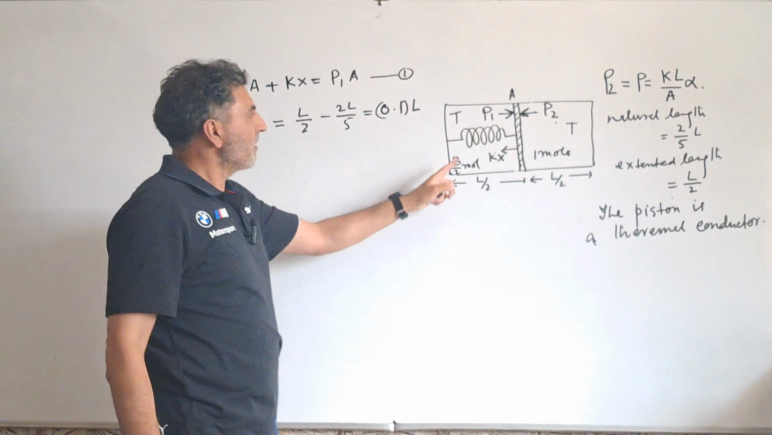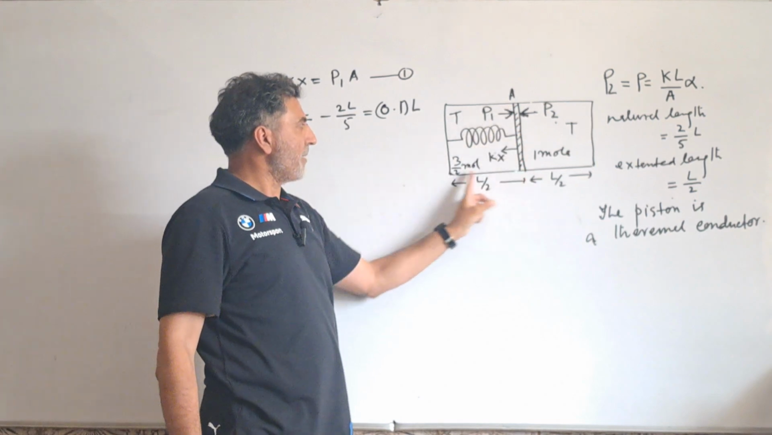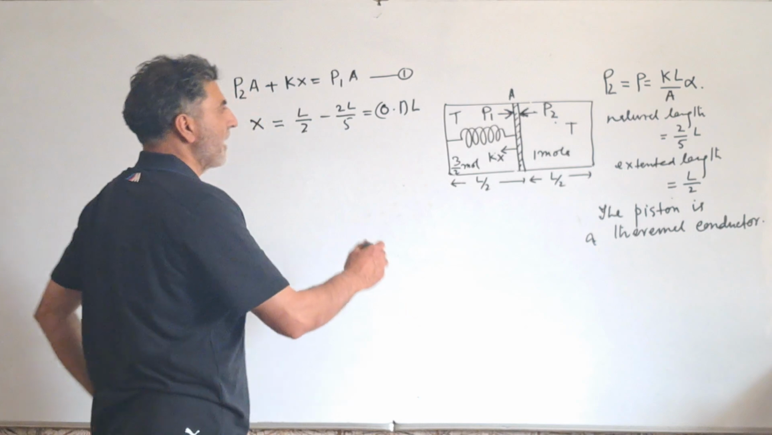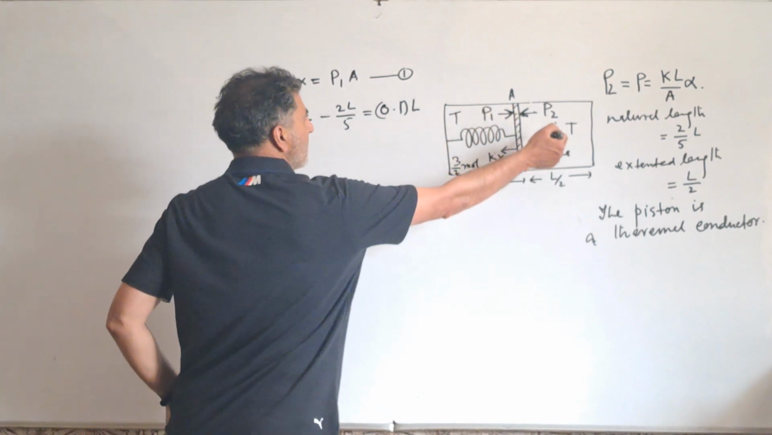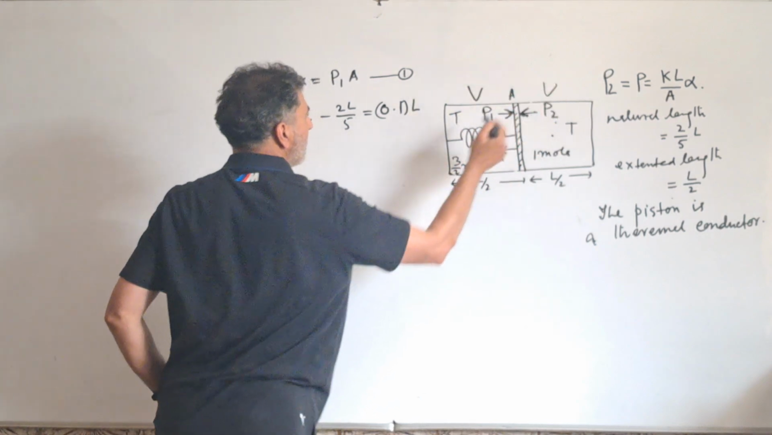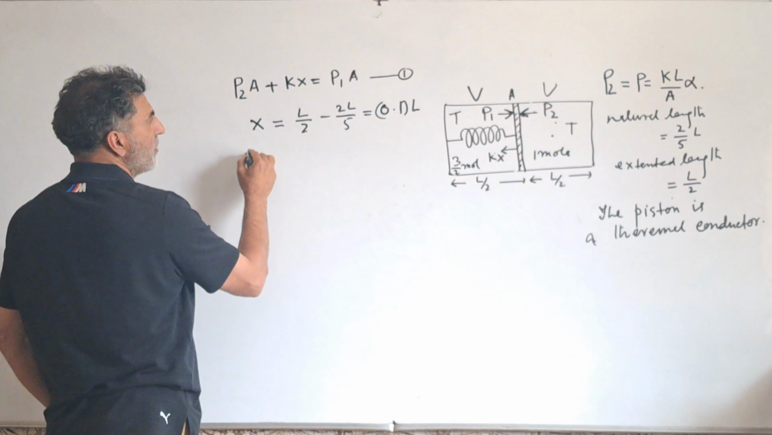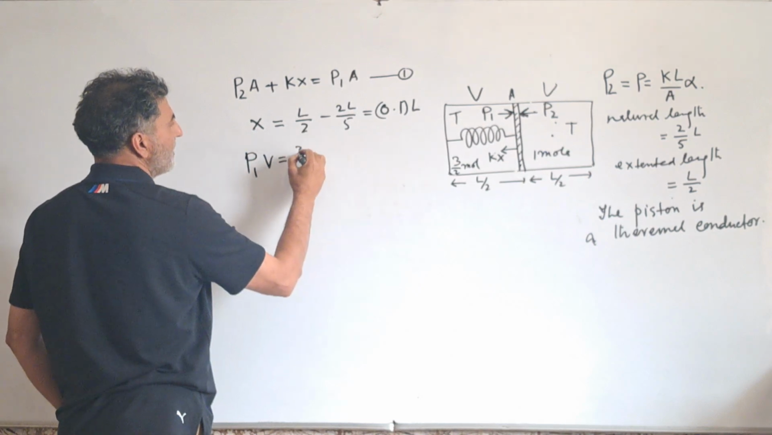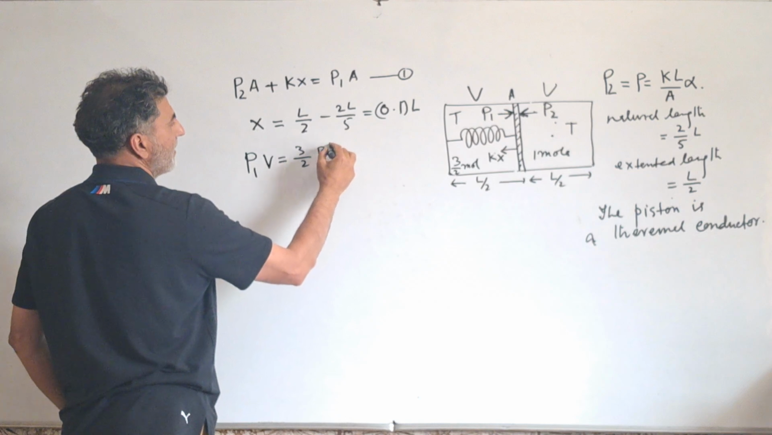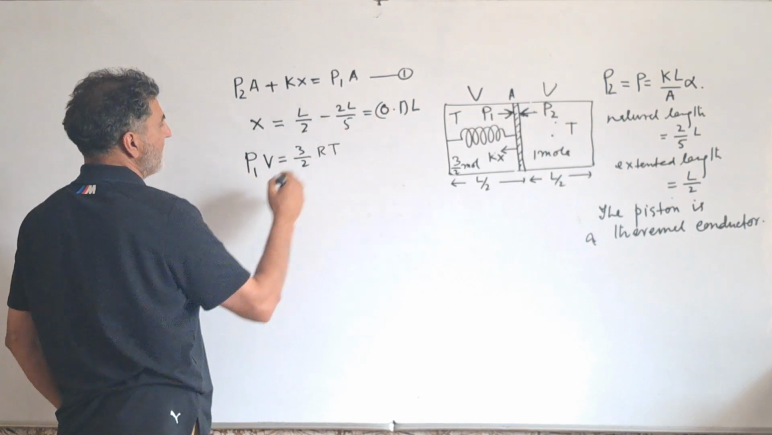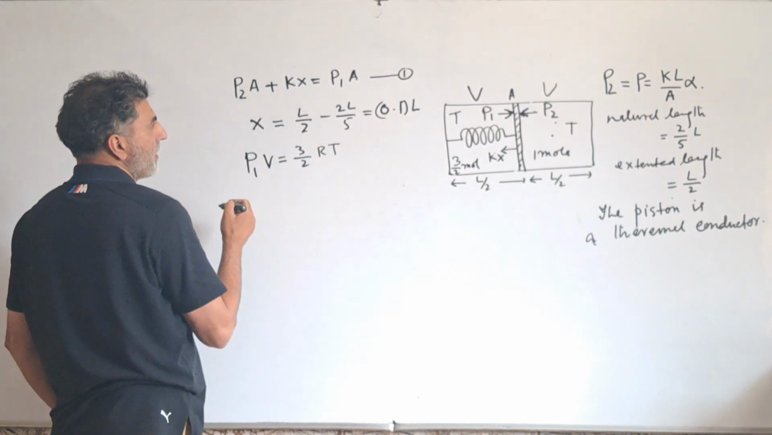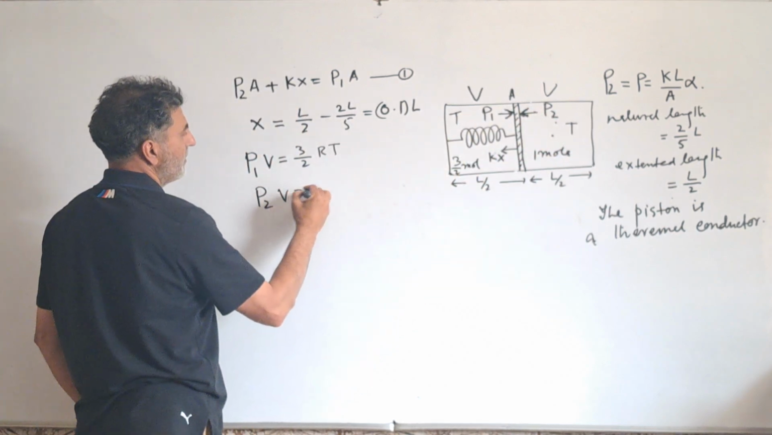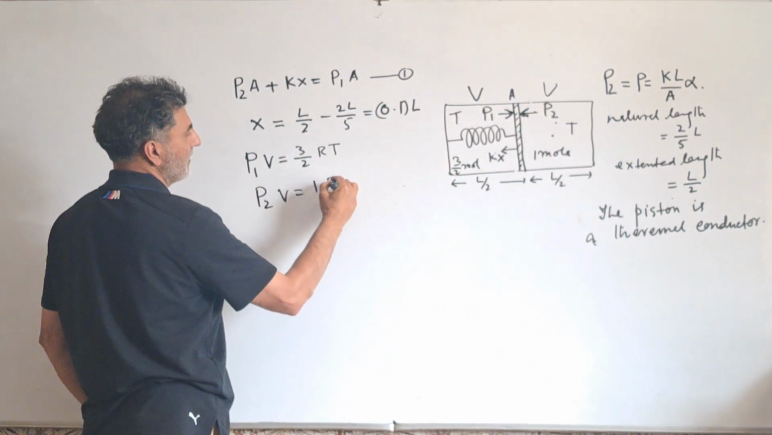But now, this part of the chamber contains 3 by 2 moles of a gas at temperature T. So what should I write? But the volume here and here is the same. Let it be V. So I will write the equation here, that is P1V is equal to number of moles, that is 3 by 2 RT. Write the equation for the right chamber, that is P2V is equal to number of moles, 1 RT.